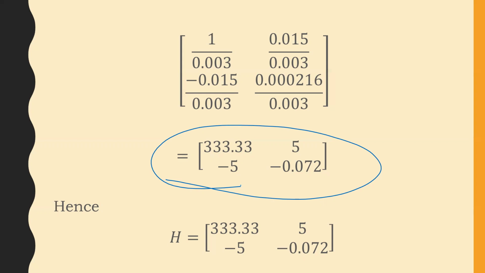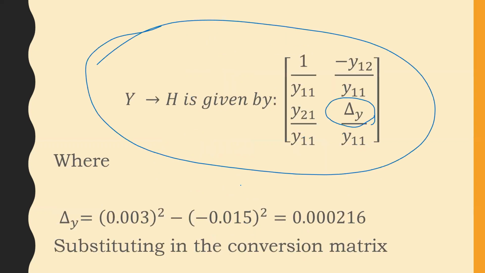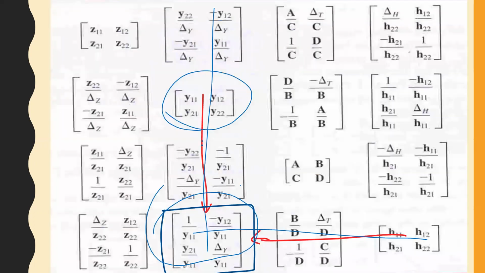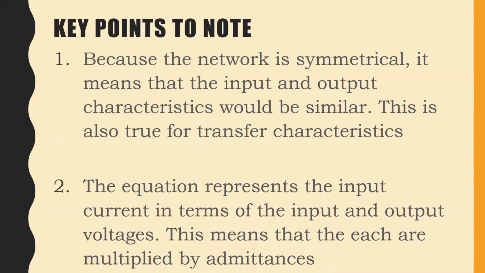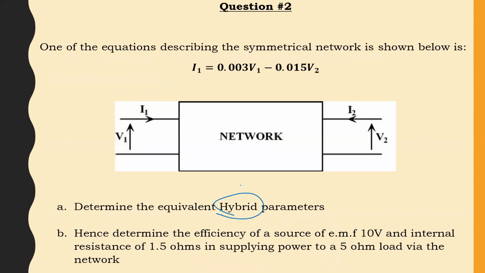All right, so the second part of the question asked for, what did it say? Listen up. The second part of the question says, hence determine the efficiency of a source of EMF 10 volts and internal resistance 1.5 ohms in supplying power to a 5 ohm load via the network. All right?